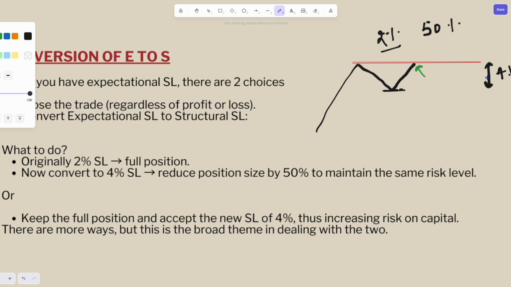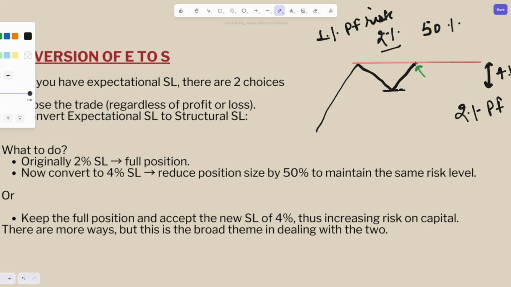a 4% SL. Now, then you will say, sir, what if the stock goes down and proceeds to hit my stop loss? If I continue with the given same position size, I will incur double the loss that I was planning. So, if you were planning originally to have 1% portfolio risk through 2% SL and 50% position size, now suddenly with this structural SL, you are exposing 2% of your portfolio risk. You feel that, sir, for me, this is a bit too much. I would like to stick with 1%.